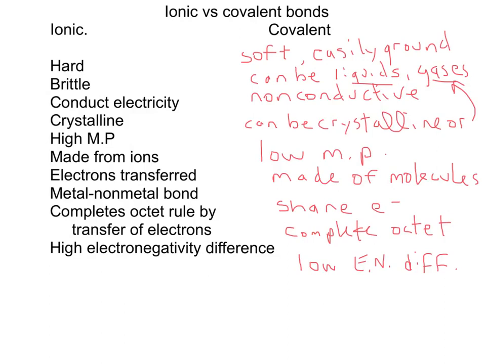Alright, we came back to the first slide because we missed a key point. Ionics are between metals and non-metals, whereas covalent bonds are made up of non-metal to non-metal. So if it's all non-metals bonded to other non-metals, we would expect it's a covalent bond.